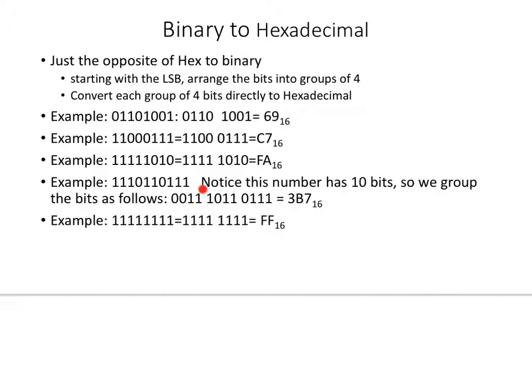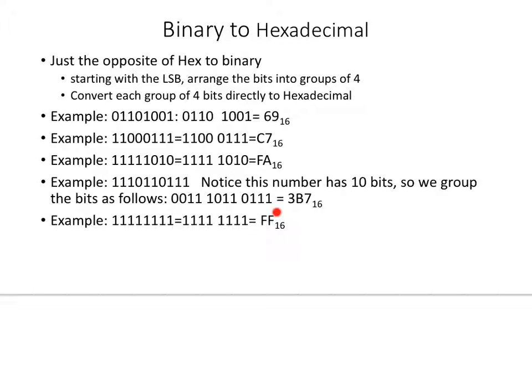Okay, here's an example where we have a 10-bit number. Well, it doesn't really matter. It's just going to be 3 hex digits instead of 2. But we work the same way. We start over here all the way to the right, to the least significant digit, and we count off 4 and put them in groups of 4.